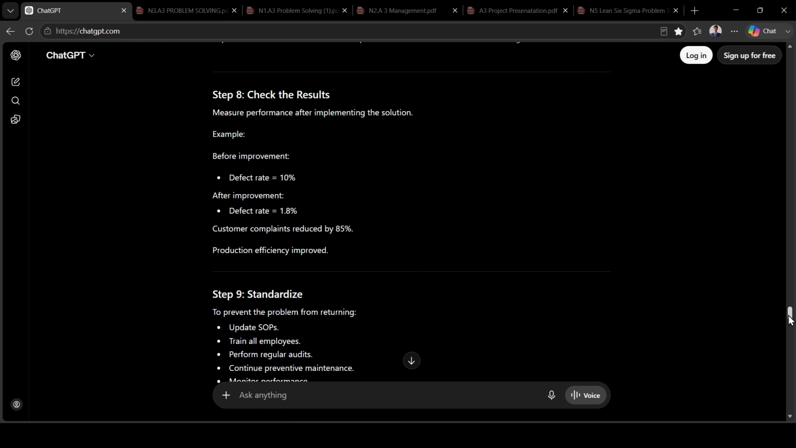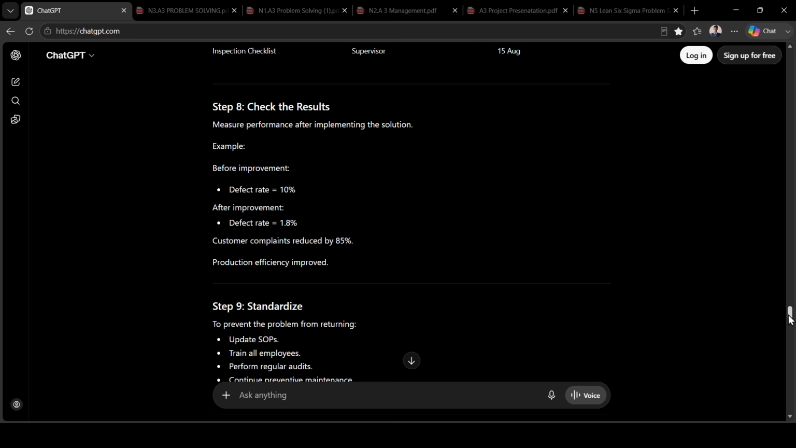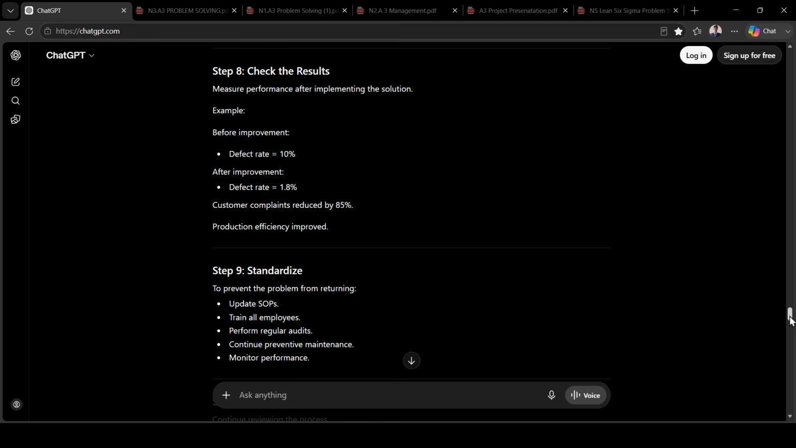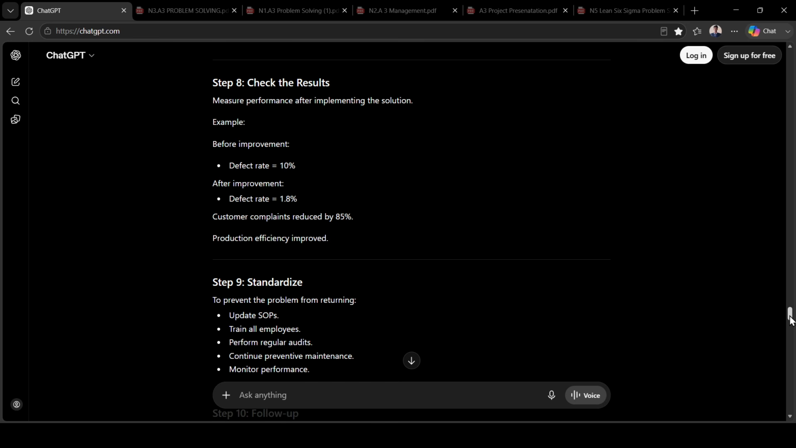So step eight, check the results. Measure performance after implementing the solution. Example, before improvement, defect rate 10%. After improvement, defect rate 1.8%. So customer complaints reduced by 85%. Production efficiency improved.